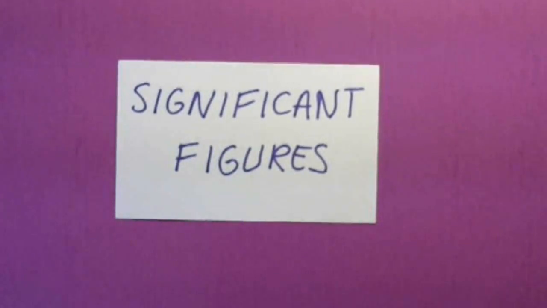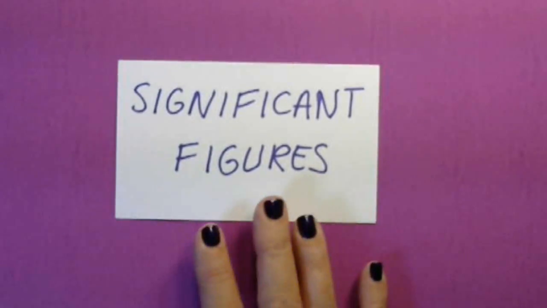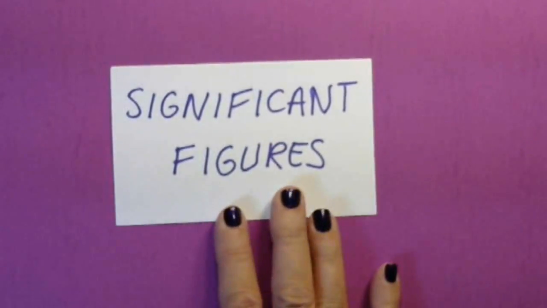They can tell you if you need to use one type of balance or a more precise type of balance. They can tell you if you need to use the small graduated cylinder or the large graduated cylinder. So how do I count significant figures?